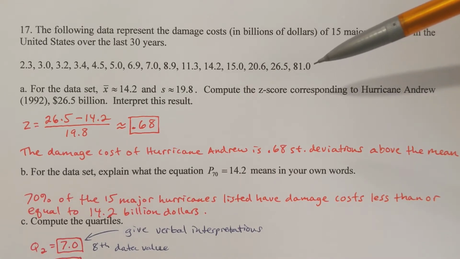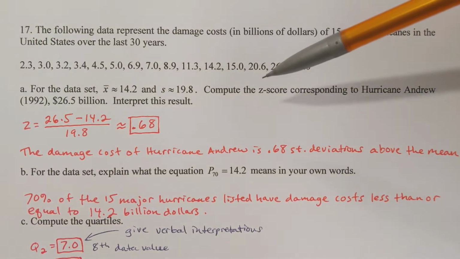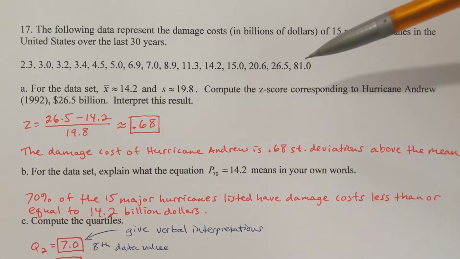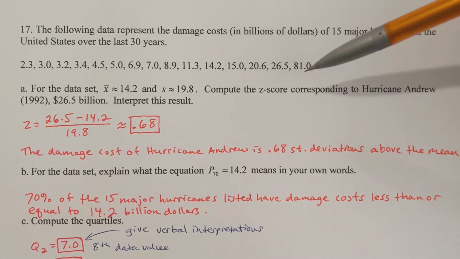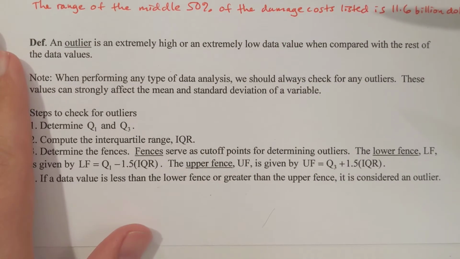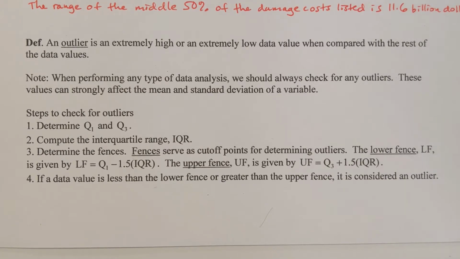With this hurricane had $81 billion, and that's way above what some of these other values were. So I tend to think that that's an outlier. Okay, we'll check that. As a note, when performing any type of data analysis, we should always check for outliers. These values can strongly affect the mean and the standard deviation of a variable.